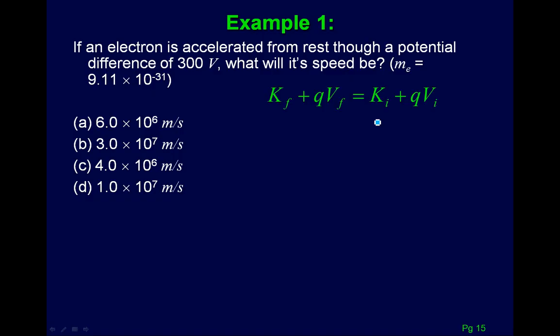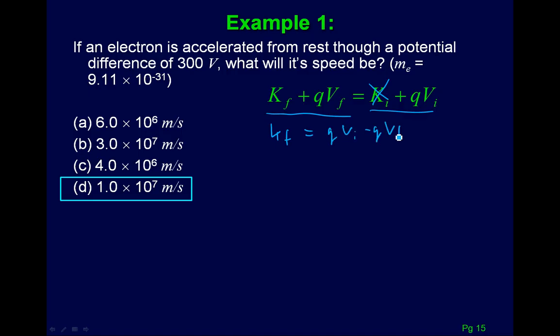So in this problem, we want to get an equation kind of like this. This is just our conservation of mechanical energy. So the final mechanical energy equals the initial. Initially, there is no kinetic energy, so that's nice. So the answer does come out to be D here. And what we can do is just go through this. So K final is going to equal Q V_i minus Q V_f. And then I can pull the Q out to get V_i minus V_f.